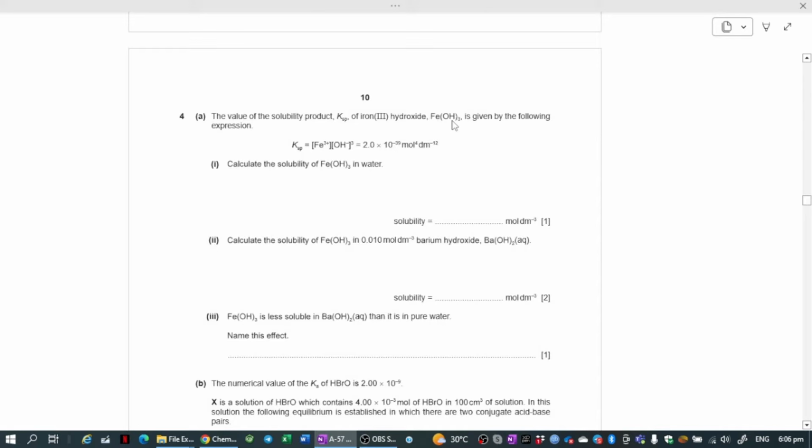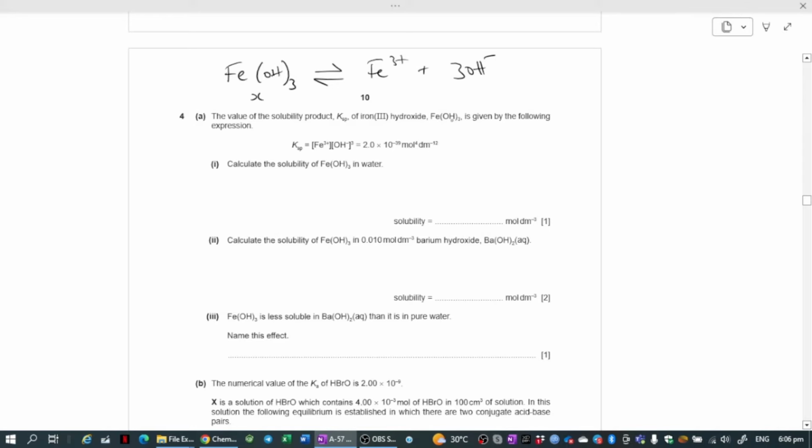Question number 4 now. So the value of the solubility product of iron 3 hydroxide is given by the following expression. Calculate the solubility of iron 3 hydroxide in water. So how would we do this? So iron 3 hydroxide, Fe(OH)3, when it dissociates, will give us Fe3+ and 3OH minus.